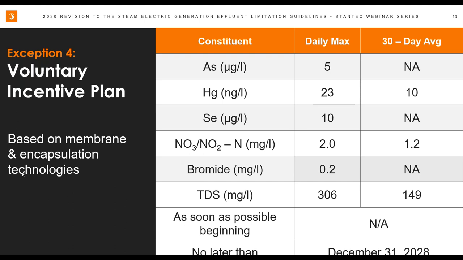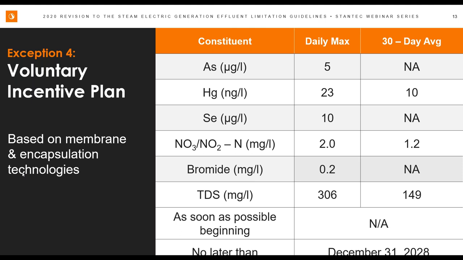The last exception is the voluntary incentive plan. And this is based on, as I mentioned earlier, membrane technology, and also encapsulation technologies. So being able to clean up the water using membranes, that's been fairly well demonstrated. The problem is, well, what do you do with the brine? This is the proverbial dog chasing the bus, and what does the dog do with it once he catches the bus? There's, as I mentioned, paste technology, encapsulation technology has been mentioned a number of times through the documents associated with this rule.